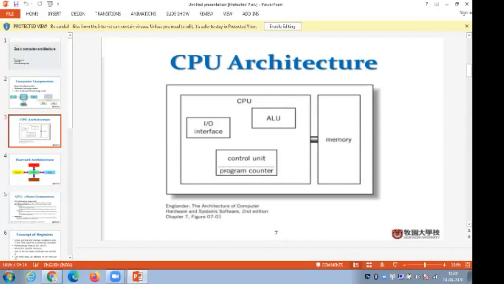So now we come to the control unit. We have a program counter. This is a control unit which controls all the arithmetic and logical units given to the CPU in the form of programs. And now, coming to the next slide.